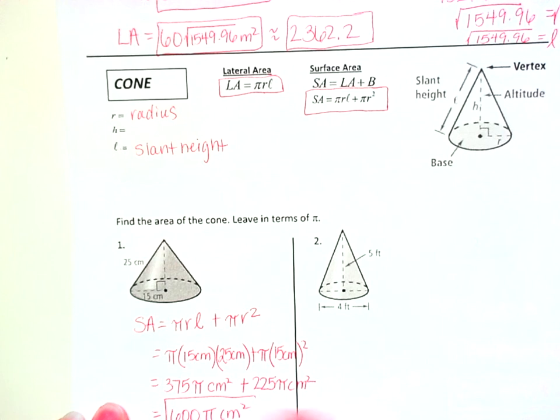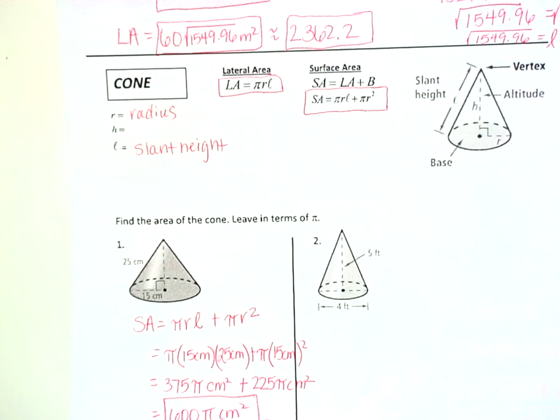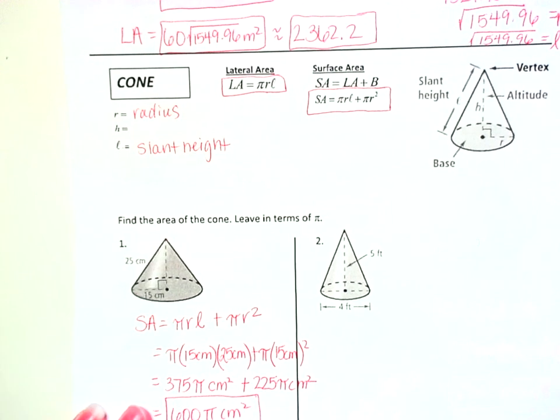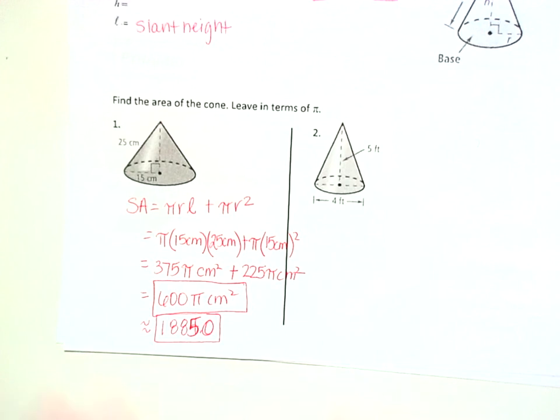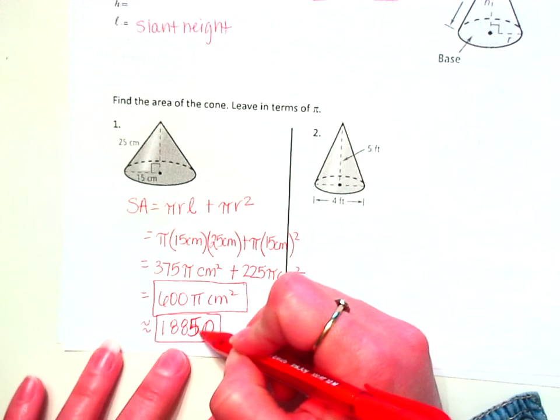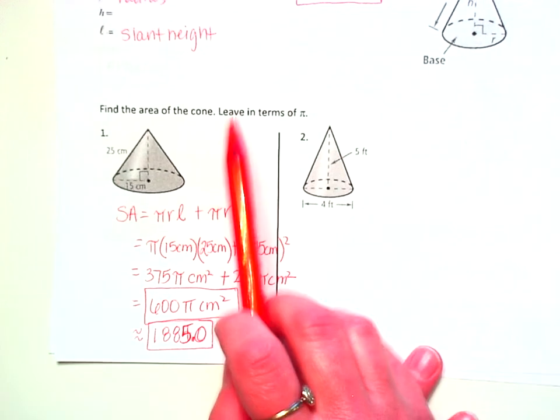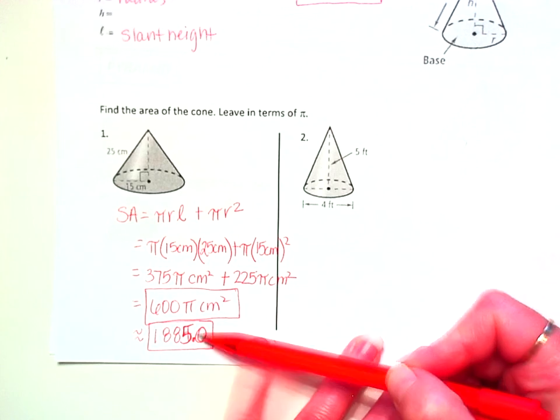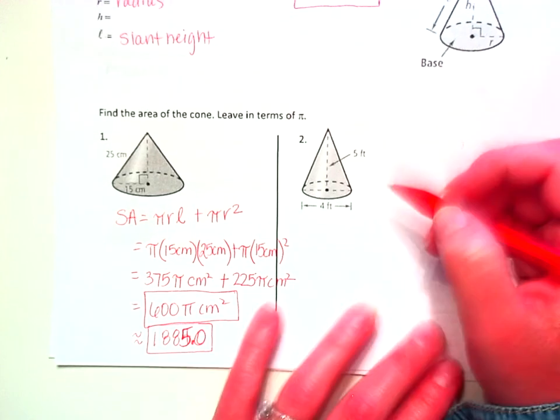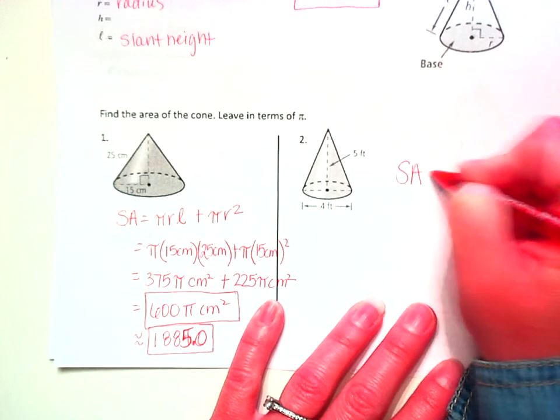That is my exact answer, and that is approximately 1,885.0. Okay, and moving on to the next one. It actually says leave in terms of pi, so we can just leave it like that. We don't even need the approximate answer. Okay, and then number 2, we're going to write down our surface area formula again.